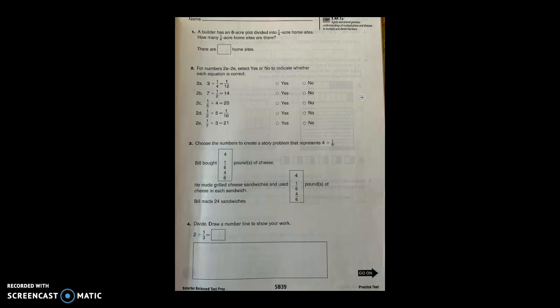Question number 2. In your spiral notebook, you have 5 different problems to solve, A through E. So you're going to do the dividing in your spiral notebook for each problem and see if they got the correct answer. Go ahead and pause the video until you go to number 3.